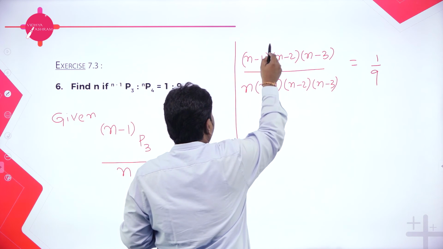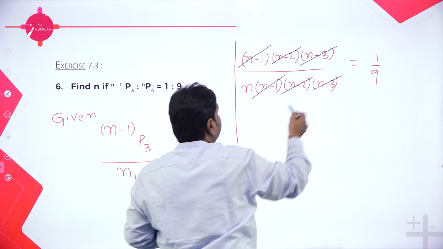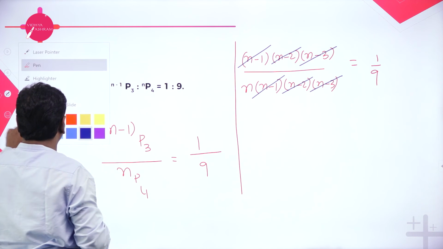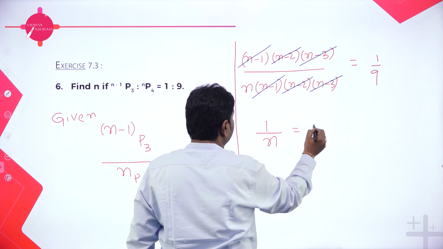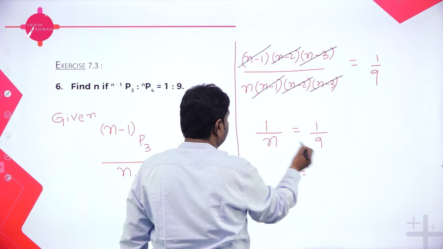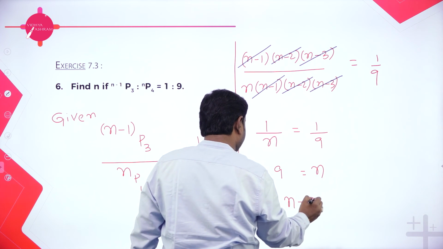Now simplify or cancel the like terms. I can cancel n minus 1, n minus 1, I can cancel n minus 2, n minus 2, I can cancel n minus 3, n minus 3. Whatever is left out, write it. What is left out? 1 by n is equal to 1 by 9. Cross multiply, so 9 into 1 is 9 is equal to n into 1 is n. Therefore, you got n is equal to 9.